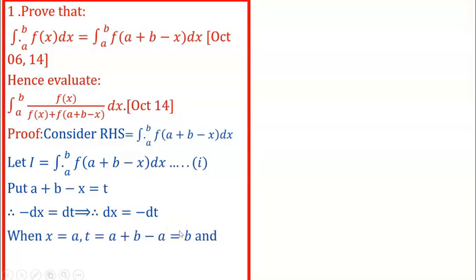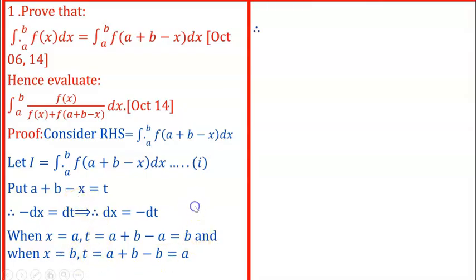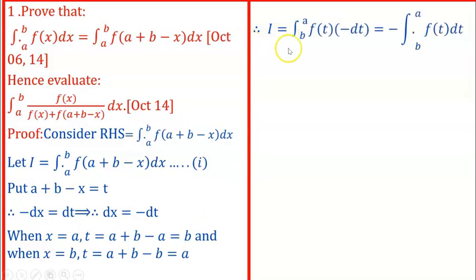As we are changing the variable, the limits will also change. When x is equal to a, substitute x is equal to a. Plus a minus a get cancelled. You will get here t is equal to b, and for the upper limit x is equal to b, replace x by b: a plus b minus b get cancelled. You will get here t is equal to a. Okay, and here I is equal to the integral from b to a of f of t into minus dt, because here the lower limit is b and the upper limit is a.